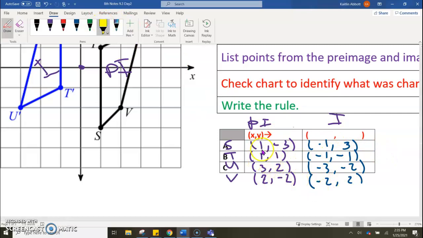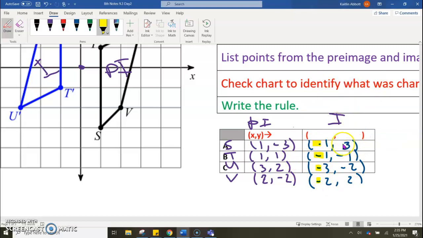What happened? So I see my X's look the same. I got 1, 1, 3, 2. But these were all positive, and now these are all negative. Okay, that's a good tip.